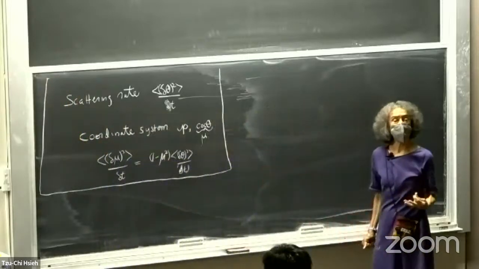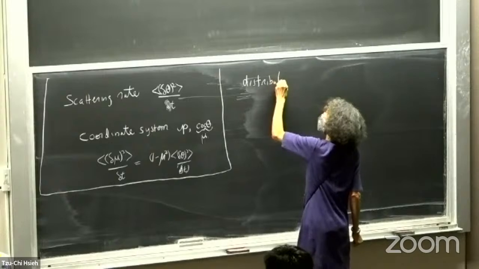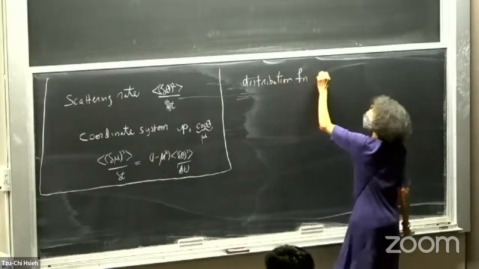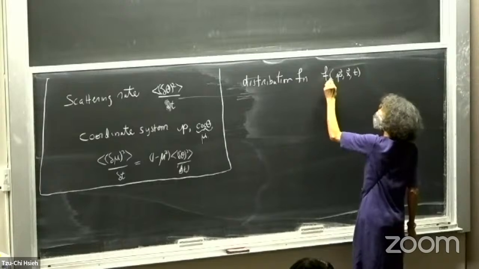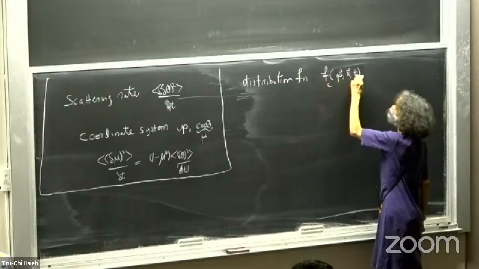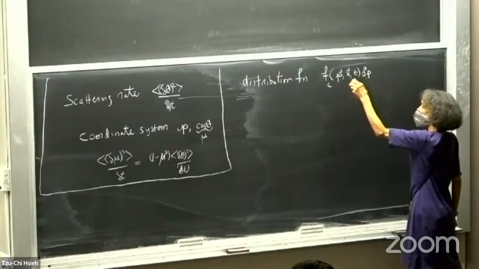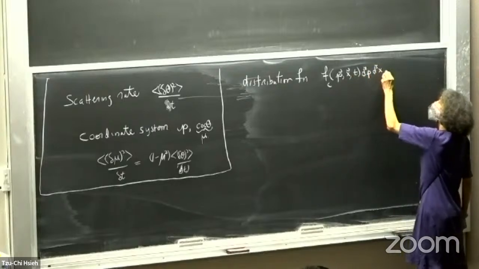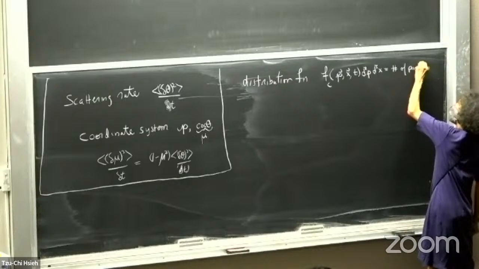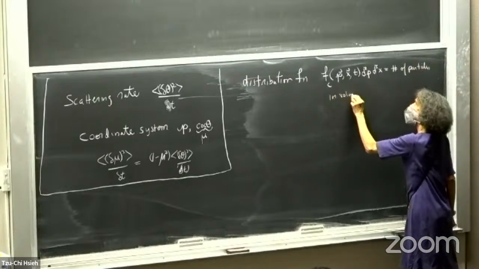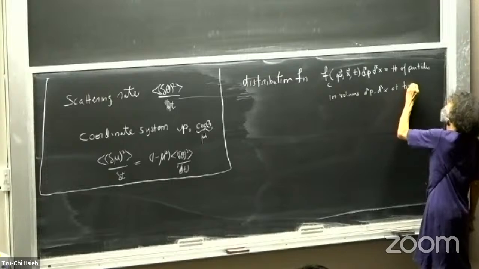Now, the next thing we're going to do is introduce the distribution function f of p, x and t for cosmic rays, but we could do it really for any species, such that f d3p d3x is the number of particles in the volume d3p, d3x at time t.